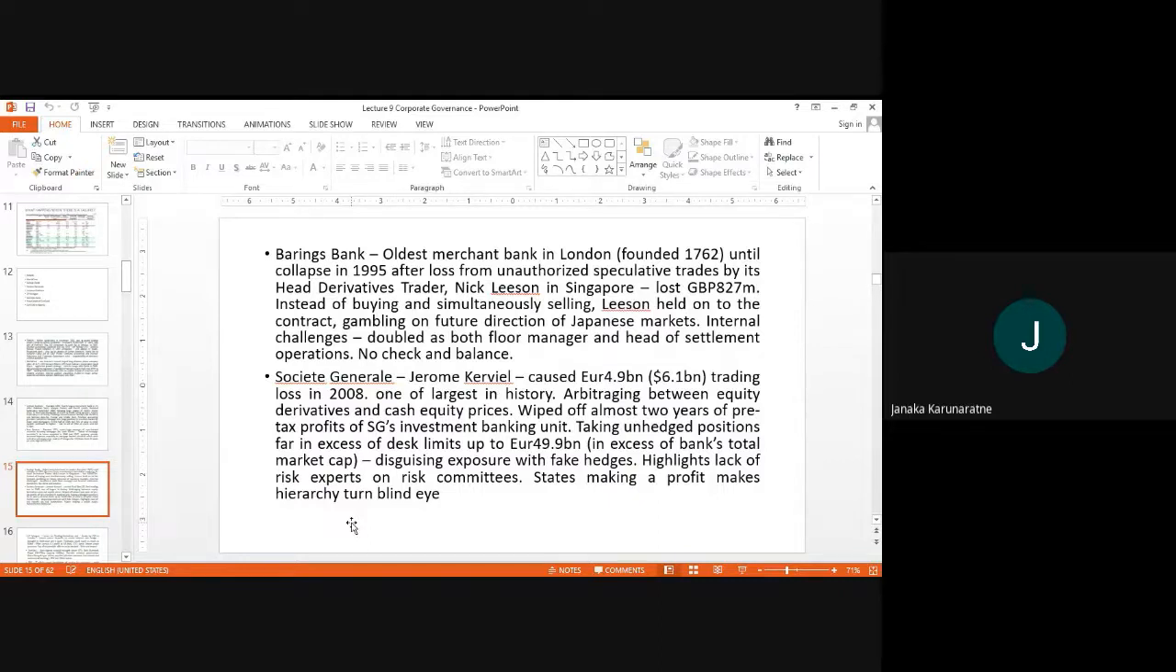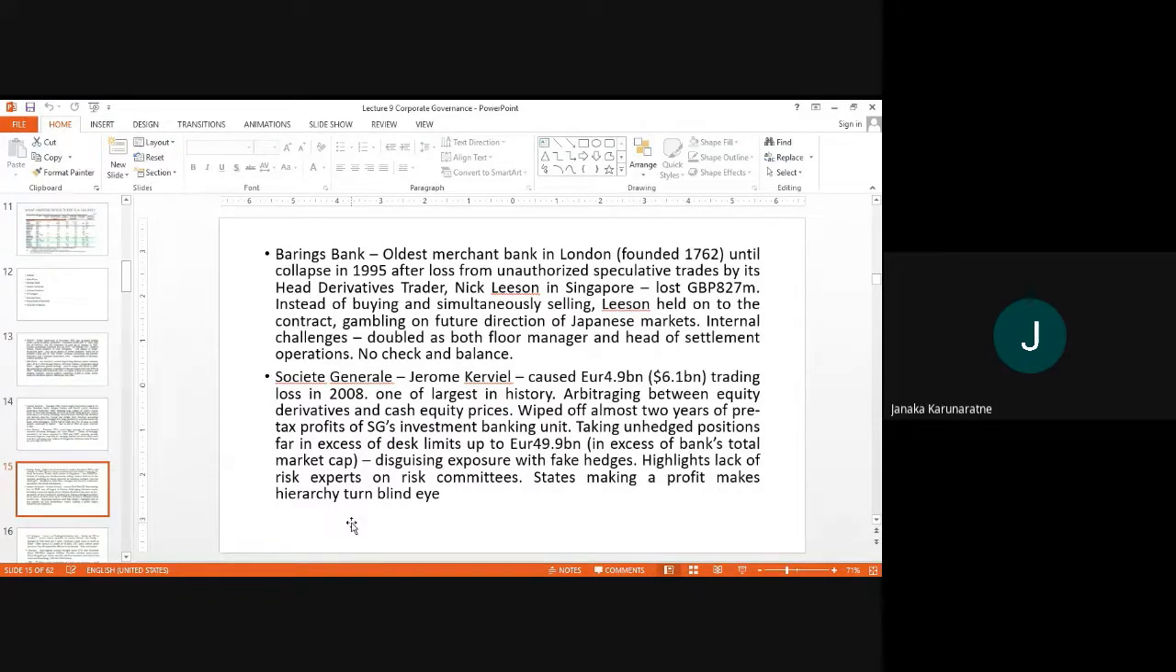I think earlier during a lecture, I explained in detail how operational risk factors led classically in this particular case to a failure. So operational risk coupled with market risk. So it's a classic example of lack of segregation of duties and lack of controls by the bank and non-supervision by the regulators. So it lost 827 million pounds. Instead of buying and simultaneously selling, he held on to the contract, gambling on the future direction of Japanese markets. Internal challenges: he doubled as floor manager and head of settlement operations. No checks and balances. It's a classic example of operational risk.